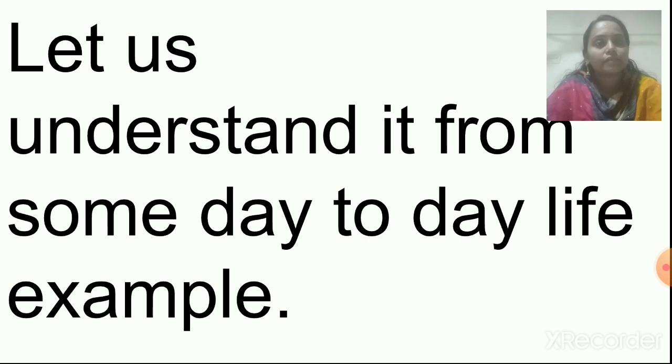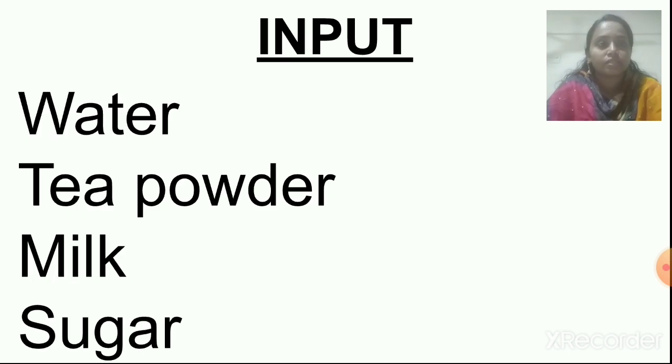Now let us understand this process from a day-to-day life example. Okay, I will give you one example. From that example you will understand what is the input, process and output. Now just take as input water, tea powder, milk and sugar. Now you all understood what we are going to make. We are going to prepare tea. Okay, take tea powder, water, milk and sugar.